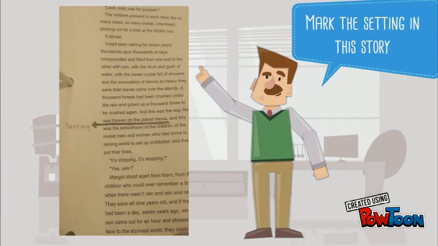This is an example of visually representing. The students are asked to mark the settings and different things in the story. And like in this case, she underlined what the setting was and drew an arrow outside of it, labeling that it actually was the setting.